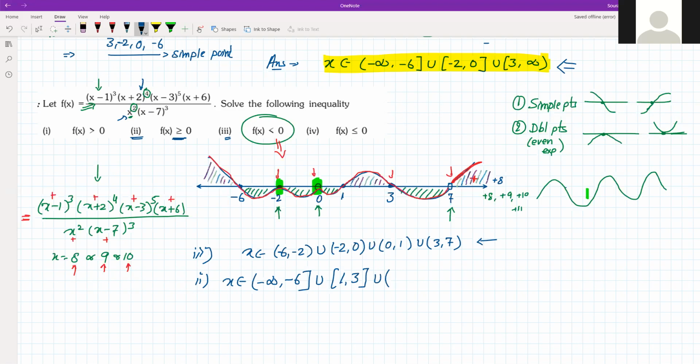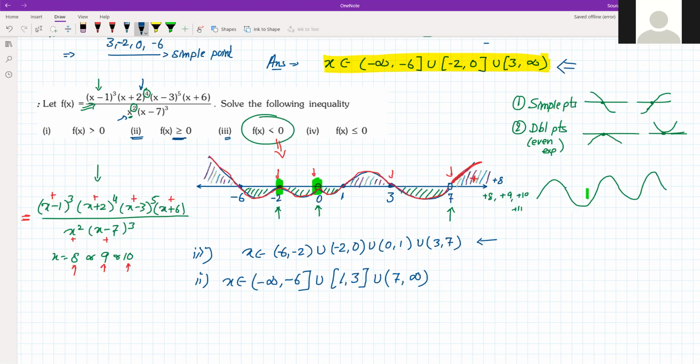Now see carefully that here at 7 it does not exist. So 7 cannot be included in our interval. So this is an open interval from 7 to infinity. So we have to take care where it is a closed interval, where it is an open interval.